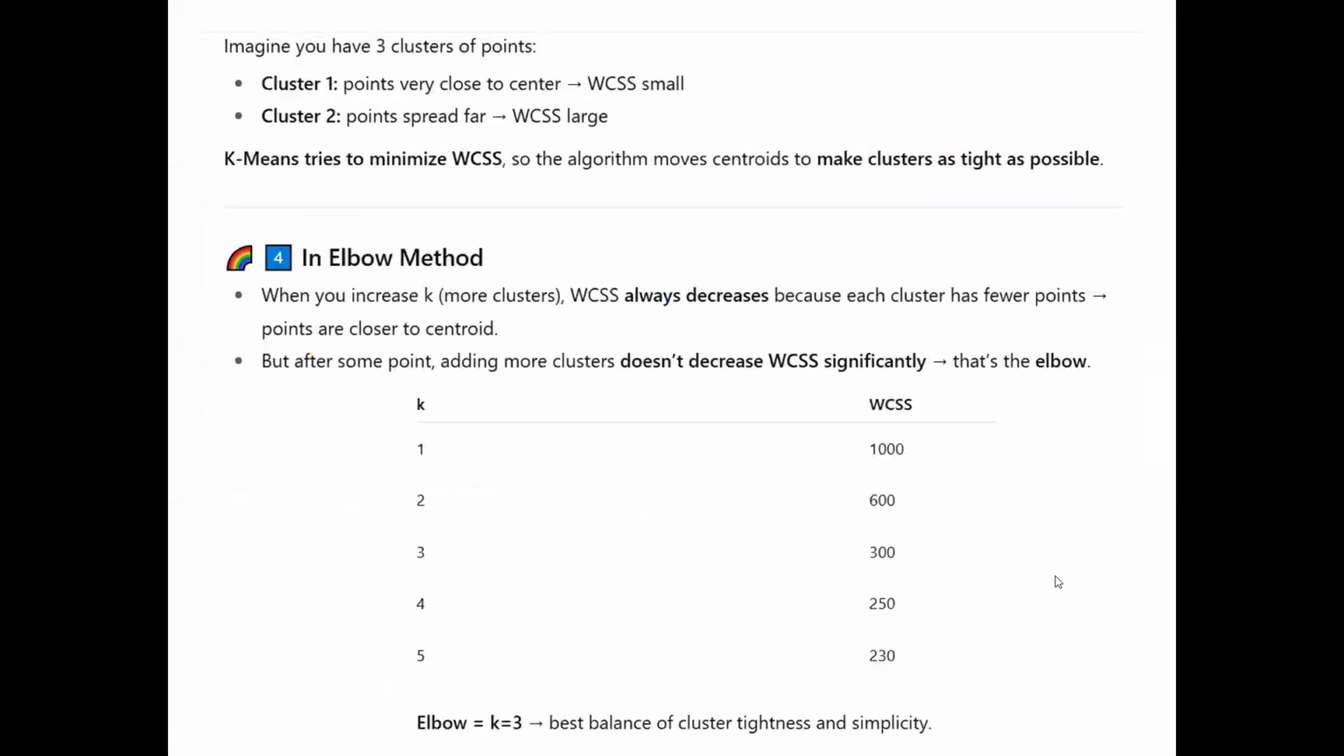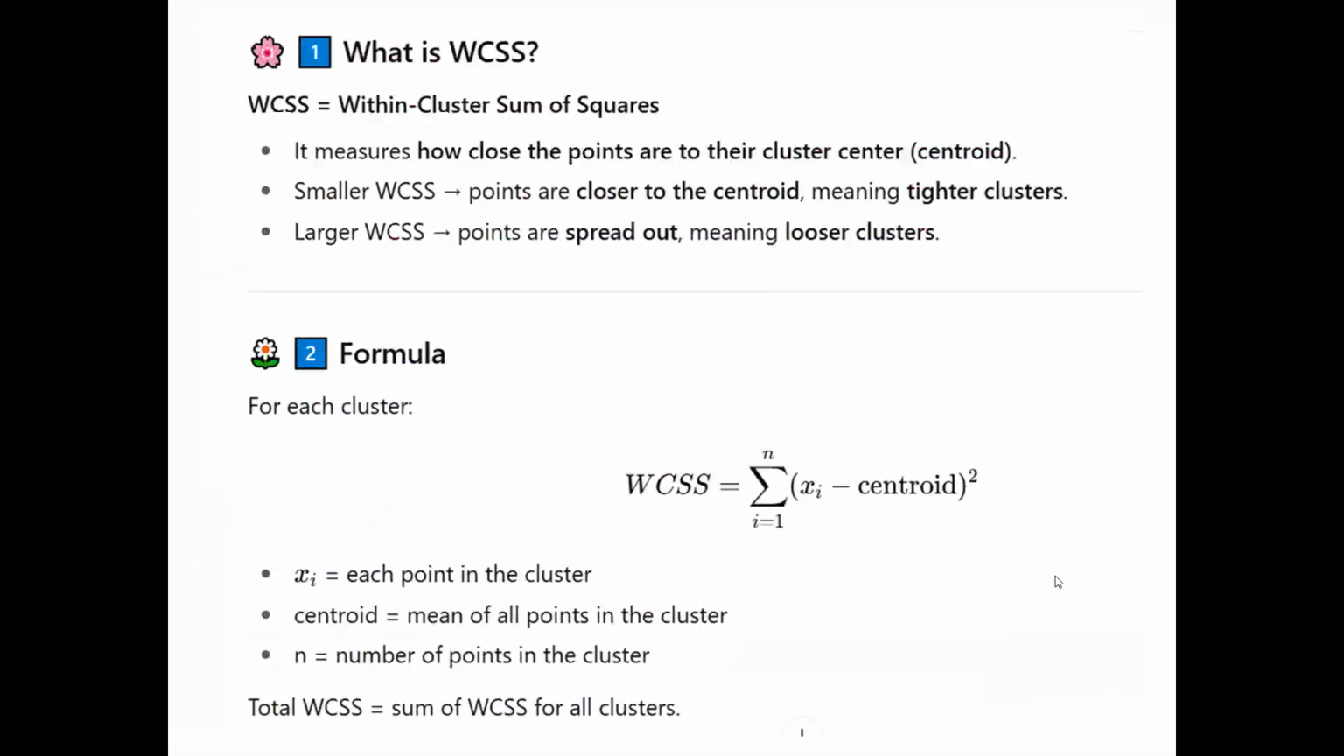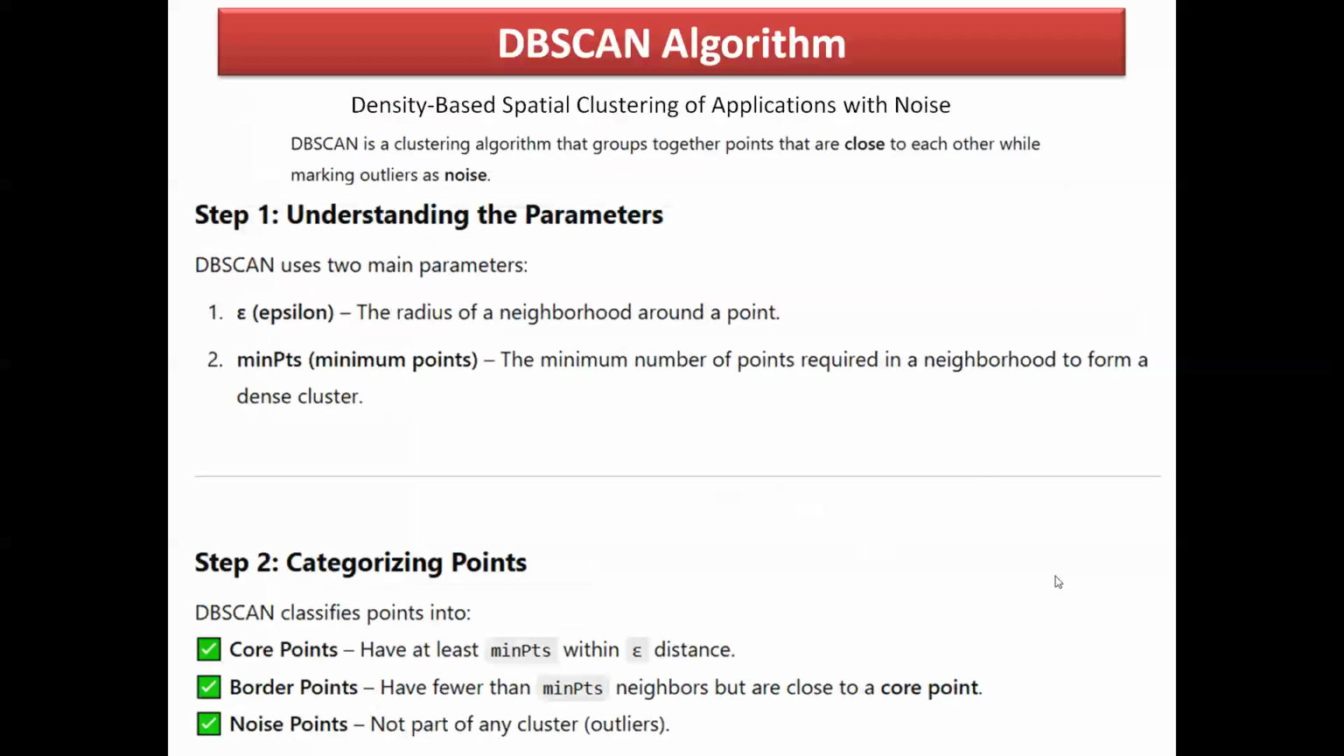Now, dear participants, we will come to our next algorithm, that is the DBSCAN algorithm. These things I have mentioned in this presentation for your understanding. DBSCAN is a density based approach, and this particular technique makes use of two base parameters. One is epsilon and the second is the minimum points required in a neighborhood to form a dense cluster.